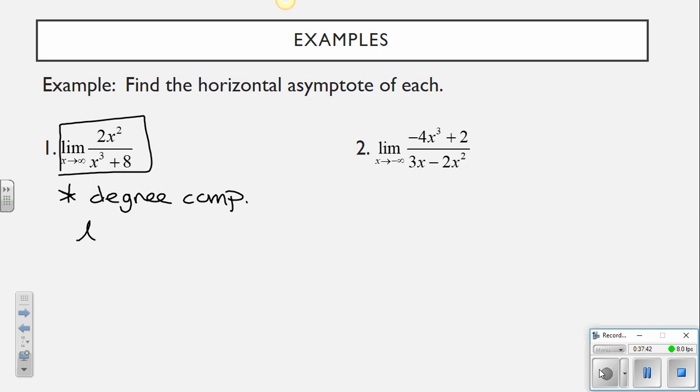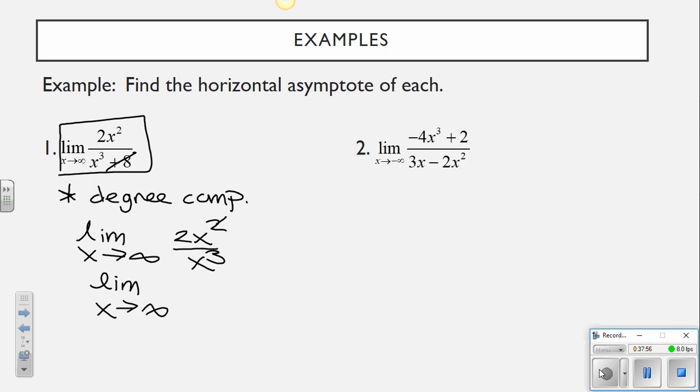So here, which is growing faster, the numerator or the denominator? Notice the 8 doesn't matter, so it simplifies to 2x squared over x cubed, which then evaluates to, as x approaches infinity, if you simplify these exponents, you get 2 over x, correct? So what's growing faster, numerator or denominator? So what does this limit approach? 0. Therefore, y equals 0 is the horizontal asymptote.